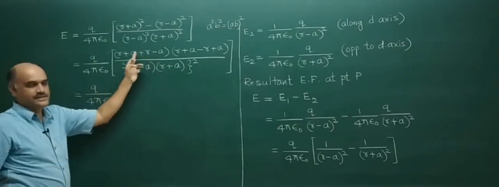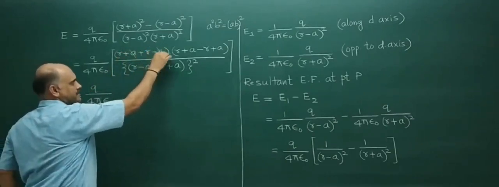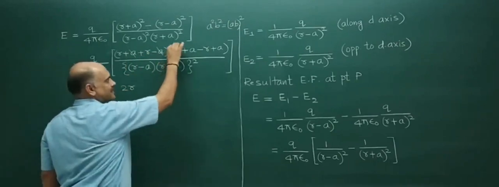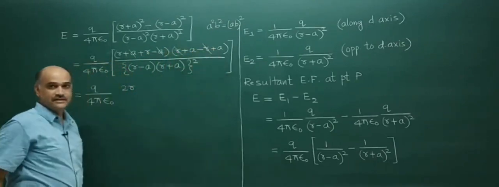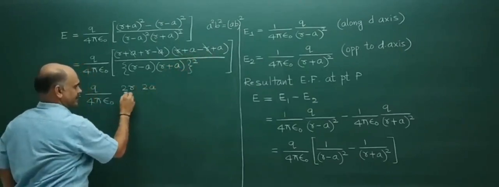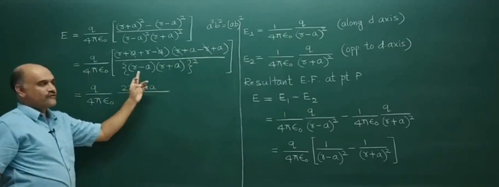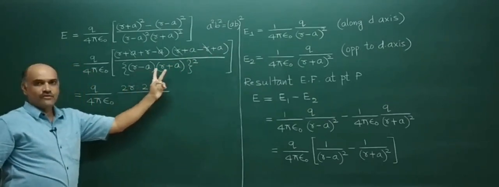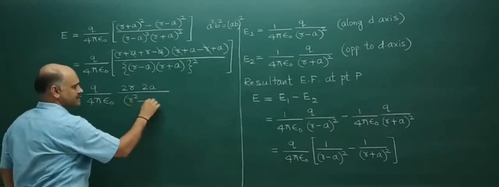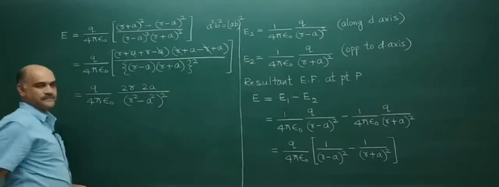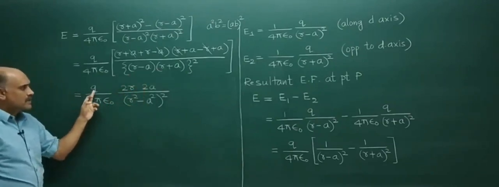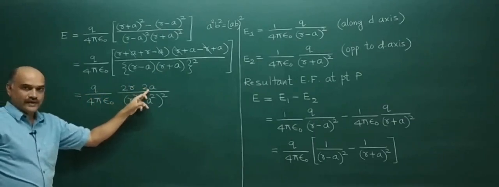Now in the numerator, here A gets cancelled, plus A and minus A. You will have 2R. In the second bracket R gets cancelled, so you will be having 2A divided by. Now if you multiply these two, it is in the form of a square minus b square. So the denominator will be (R square minus A square) whole square.